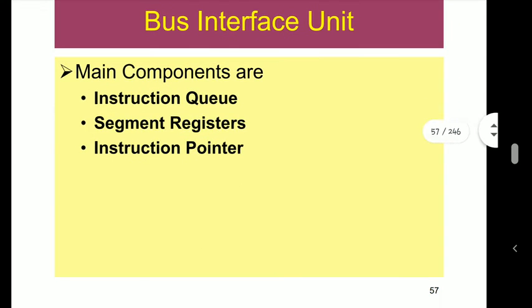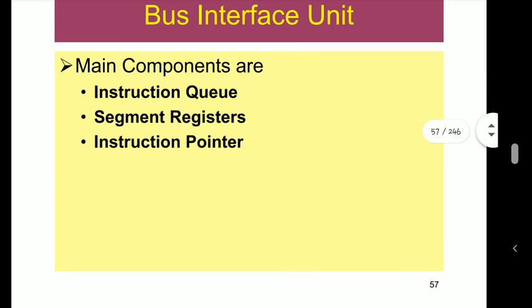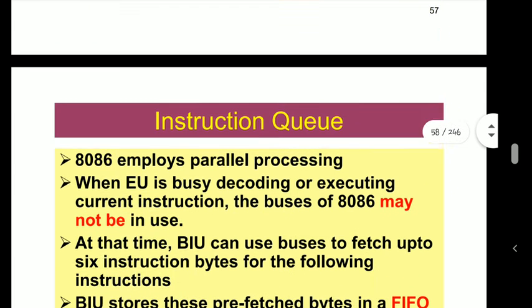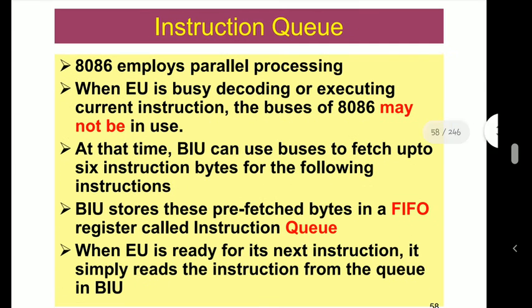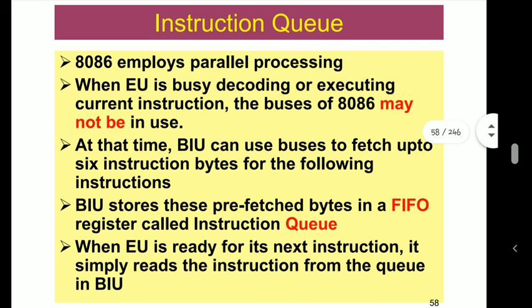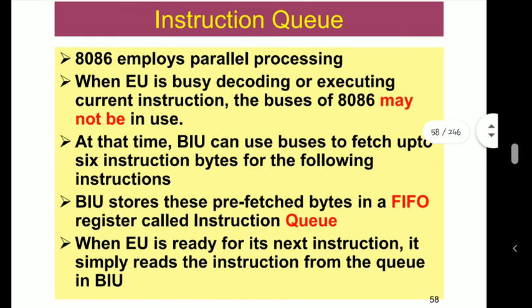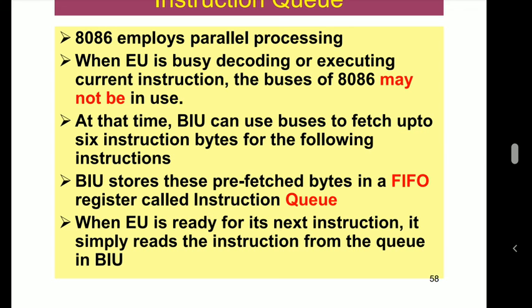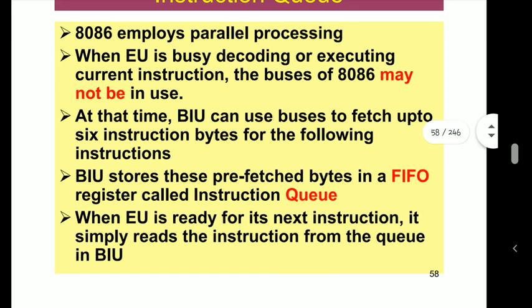The main components of the bus interface unit are the instruction queue, segment registers, and instruction pointer. The instruction queue supports parallel processing. When the execution unit is busy decoding and executing the current instruction, the 8086 buses may not be in use. At that time, the bus interface unit can use the buses to fetch up to 6 instruction bytes for the following instructions. The BIU stores these prefetched bytes in a FIFO register called the instruction queue. When the execution unit is ready for the next instruction, it simply reads it from the instruction queue instead of memory.